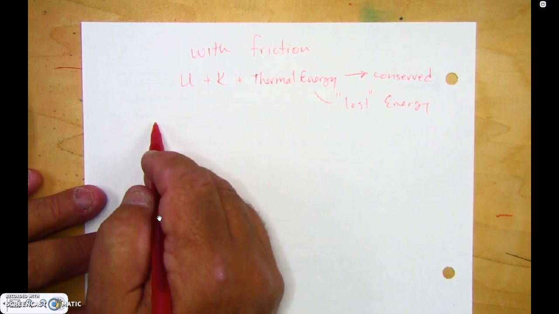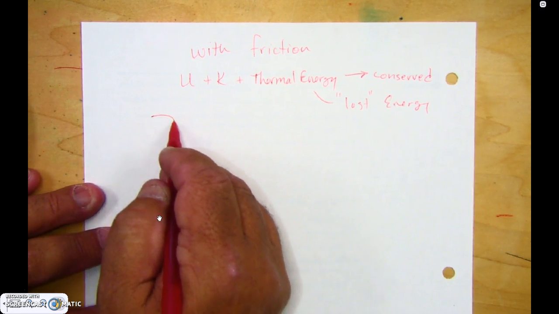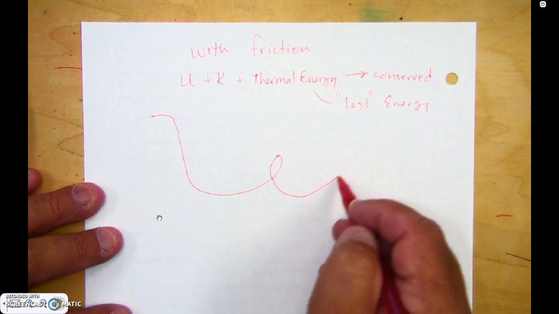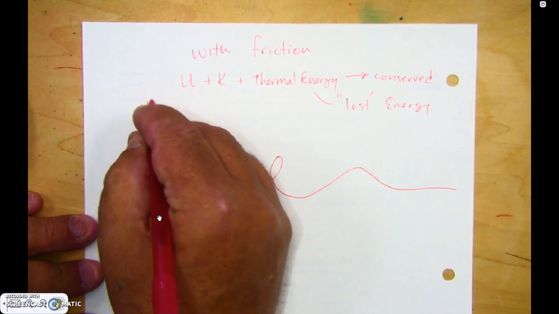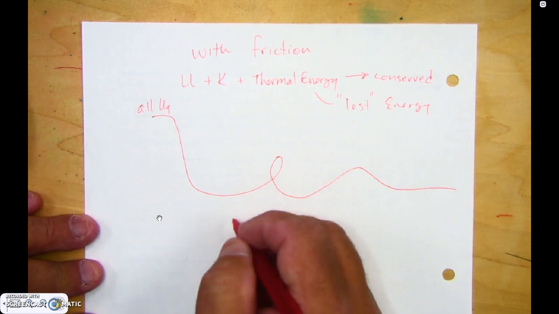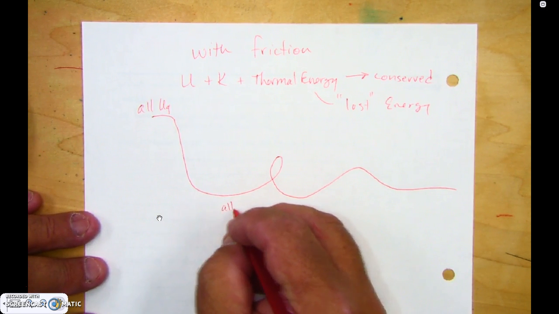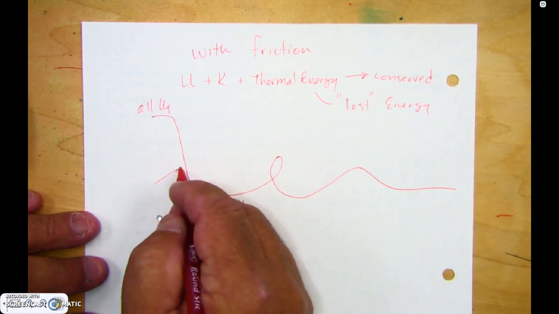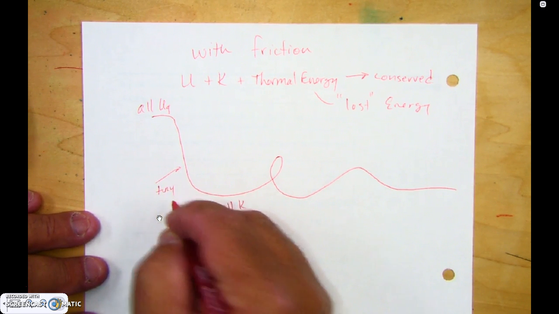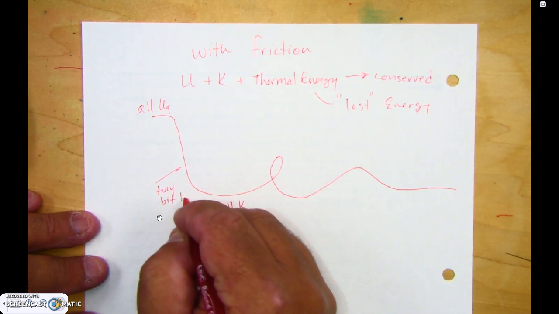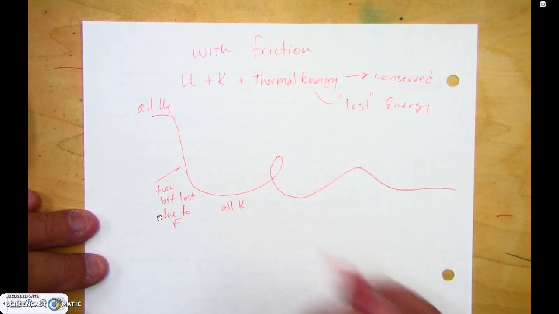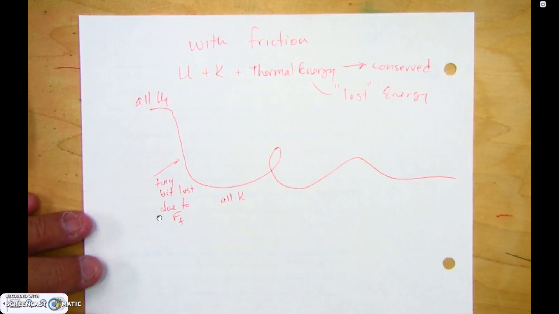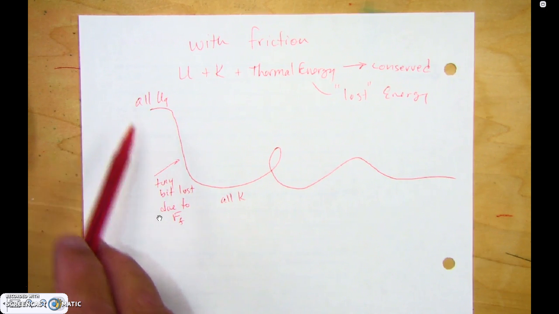So in reality, what happens is, as a roller coaster keeps going through its loops like this, here it's all U. Here it's all K, but a tiny bit was lost due to friction. Friction creates heat. Just rub your hands together. So what's going to happen is, as it slides, in reality, it keeps slowing down.